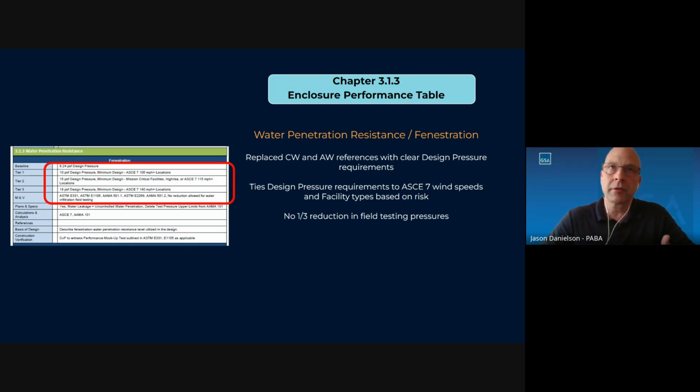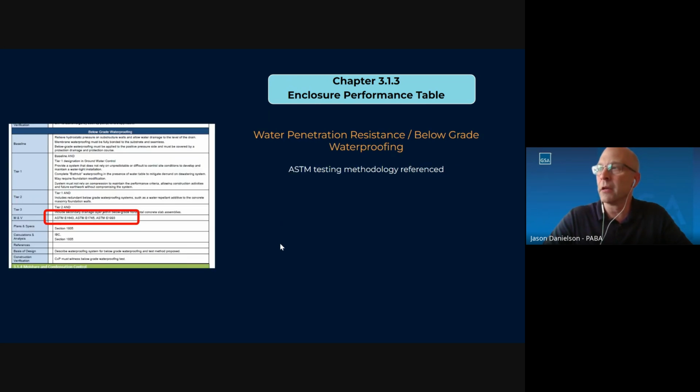AAMA, which is set up by the fenestration industry, is a self-promoting, self-policing kind of thing. They request a one-third reduction, and we're not following that, so we have no one-third reduction in field testing procedures. The intention there is that the delivered product is what we're most interested in as an owner. If they choose to go with a higher testing criteria in the factory, they have the ability to do that. So I'll keep going here.